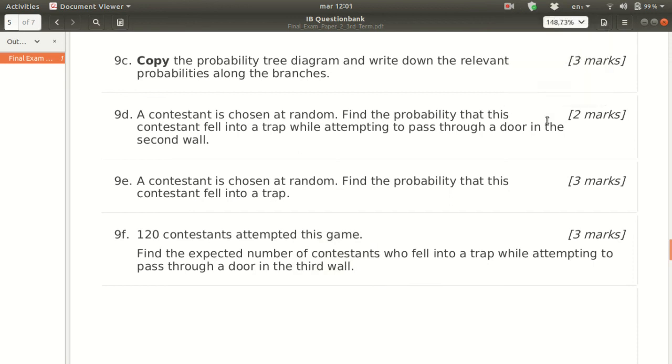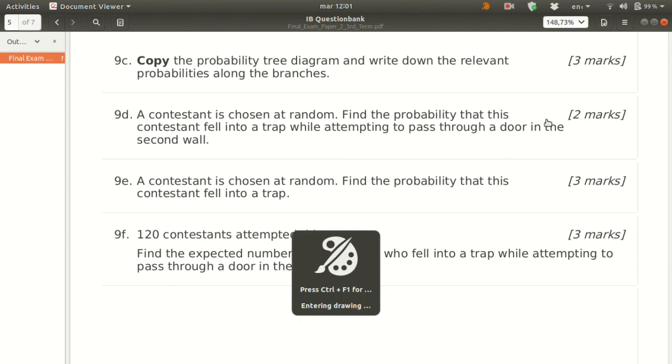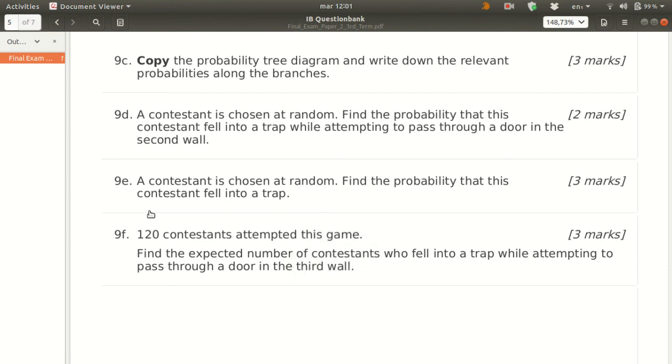There's another way of thinking about that problem that's in the mark scheme. It's actually a little bit shorter. So the probability that the contestant fell into a trap, the complement is that he doesn't fall into any traps. So what's the probability that he doesn't fall into any trap? Well, he passes the first, passes the second, passes the last one, and then the complement would be 1 minus this. All right, so this would be the probability of falling into at least one trap.